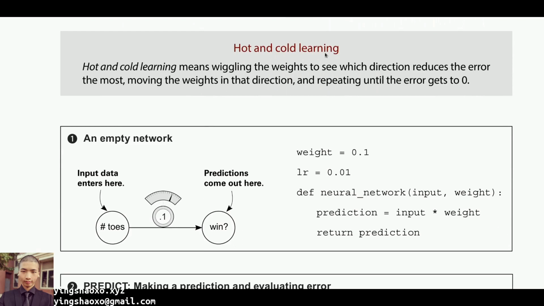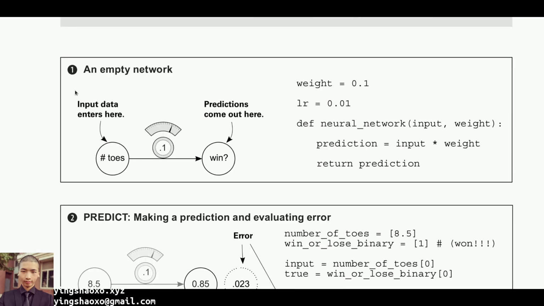Hot and cold learning means wiggling the weights to see which direction reduces the error the most, moving the weights in that direction, and repeating until the error gets to 0. Say we have the simplest network. We have the input, the weight, and the output. The weight equals 0.1. The learning rate equals 0.01.